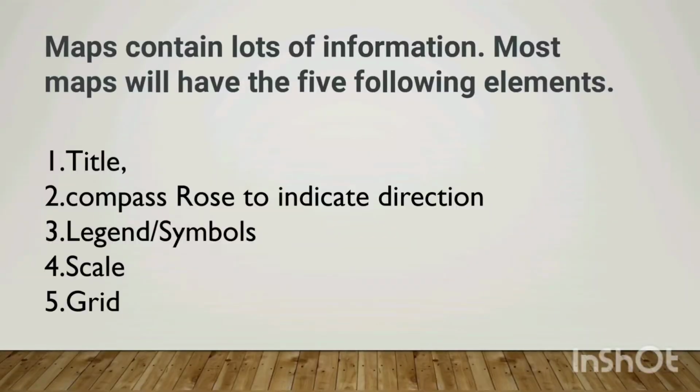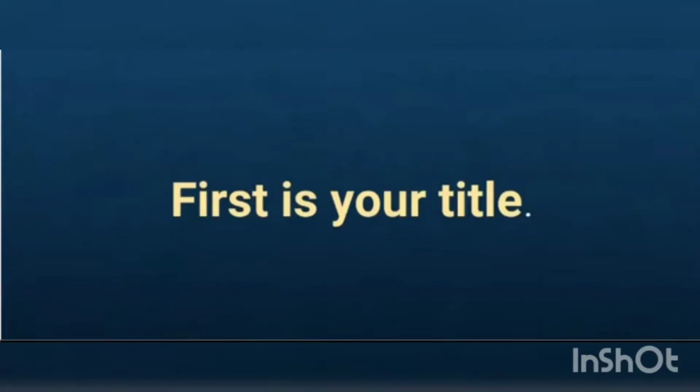Maps contain lots of information. Most maps will have the following 5 elements: title, compass rose to indicate direction, legend or symbols, scale and grid. So all 5 should be there. In the sketch map which you have seen, you don't have 3 elements, only 2 elements. The title is given and you have got 6 symbols. So 1 and 3 are there. Now let us see what is the first most important one. So first is your title.